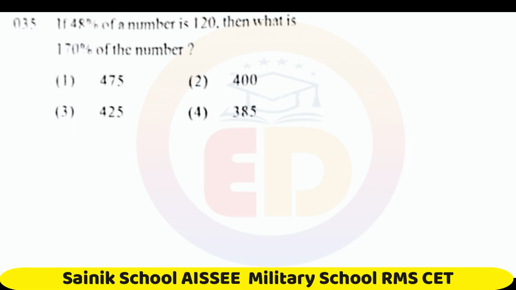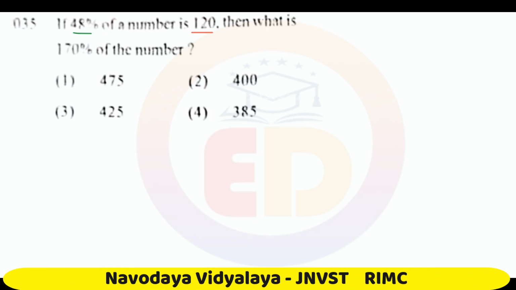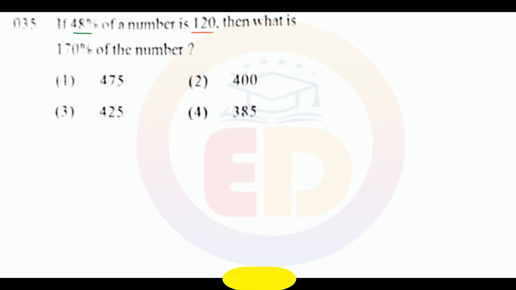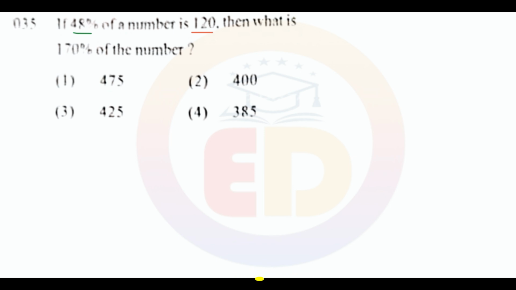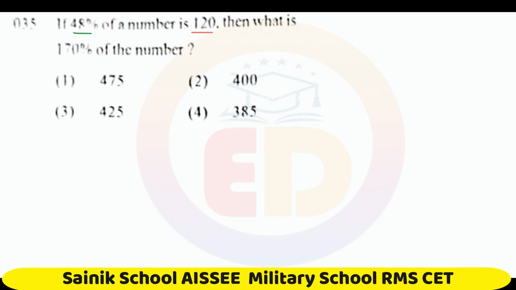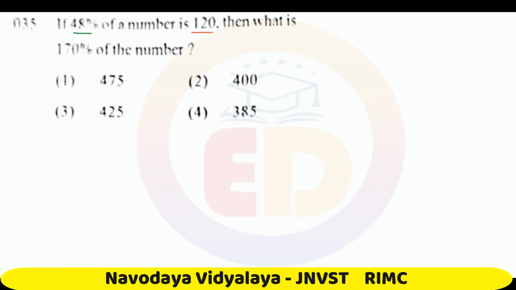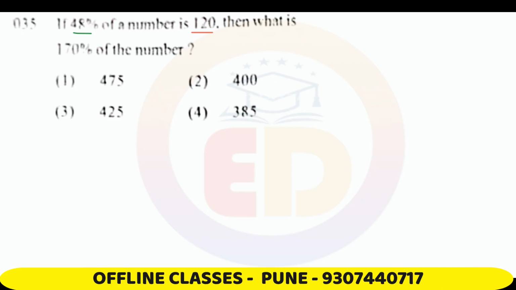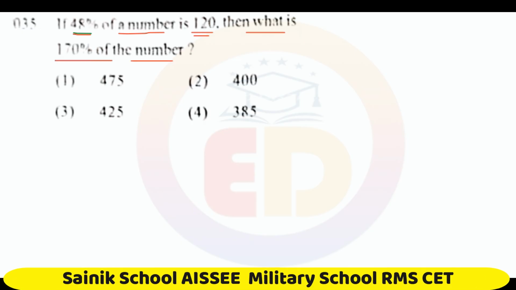Question number 35. I will discuss two methods of solving this question. One is a simple method of converting the sentence into an equation, and another is a trick method using the ratio approach. Let us first understand how we can convert this sentence into an equation and then solve this question. It says, if 48% of a number is 120, then what is 170% of the number?